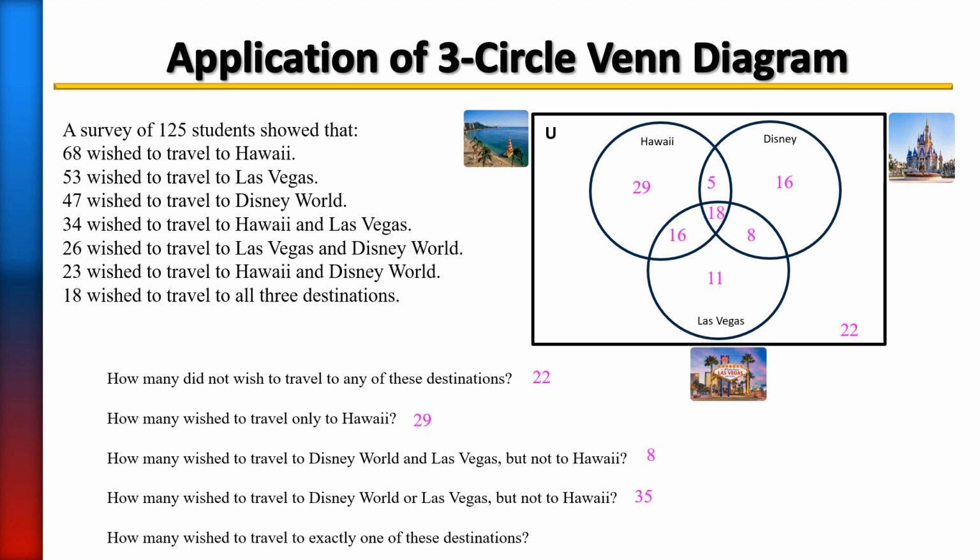Lastly, how many wish to travel to exactly one of these destinations? So what they're speaking of is that only region. Remember I said that only region is the outer regions within the circles. That would be for Hawaii, the 29, for Disney, the 16, and for Las Vegas, the 11. So once you add those numbers up, it should give you 56 people who wished to travel to exactly one of these destinations.